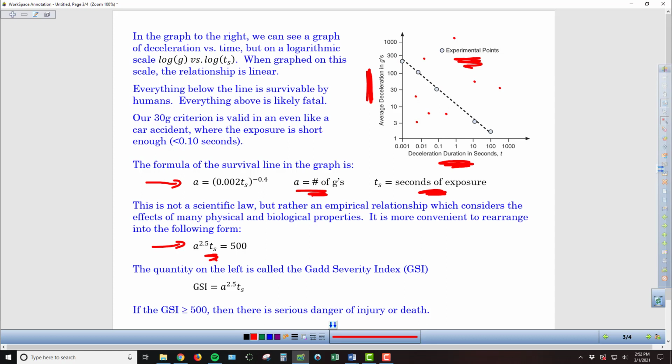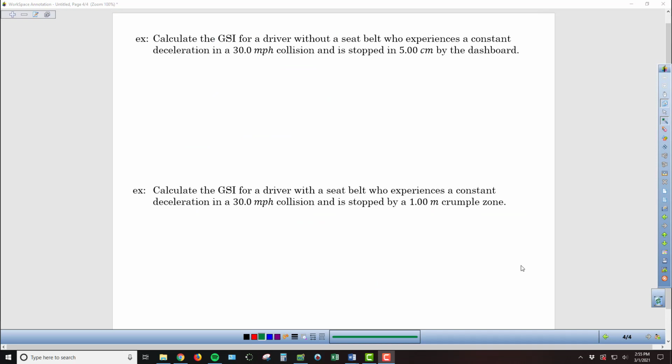So if our GSI, as we call it, the Gadd Severity Index, ends up below 500, then we at least have a chance. Again, this is not considering any kind of impact at all. This is just a result of the deceleration. Is it survivable or not? It has nothing to do with any impact in the collision. It's just looking at the number of Gs. So let's take a look at a couple of scenarios and calculate the GSI, independent of any impact. Is the circumstance survivable based on this Gadd Severity Index?